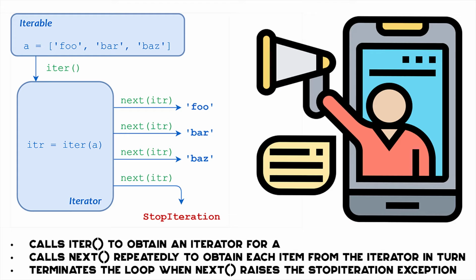To carry out the iteration, this for loop calls the iter function to obtain an iterator for a. It calls the next function repeatedly to obtain each item from the iterator. In turn, it terminates the loop when next raises the StopIteration exception. The loop body is executed once for each item next returns, with variable i set to the given item for each iteration. If all this is confusing, no problem. Let's explore all these concepts in Jupyter Notebook, and you will understand everything in great detail.